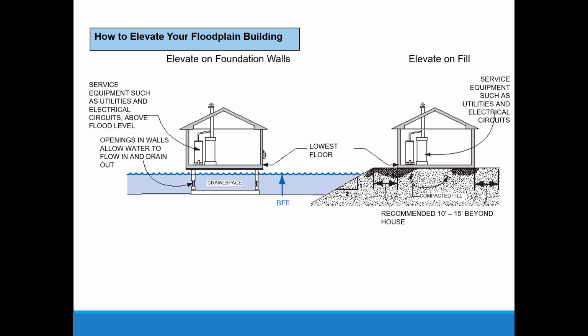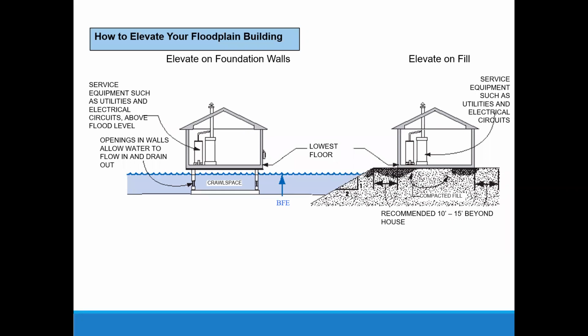So for the crawl space, again, we have to have openings in the walls to let water flow in and out to equalize pressure on the foundation walls. Otherwise, it is very possible for those walls to collapse, and that is going to be a major structural damage event for that structure. So that's what we want to avoid, and why we have the flood opening requirements. And so then we have service equipment, our utilities, electrical circuits, all of that above the base flood elevation. Here it's on our lowest floor, which again in Kansas is 1 foot above the base flood elevation.